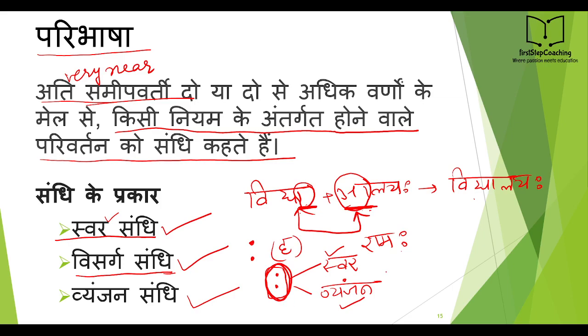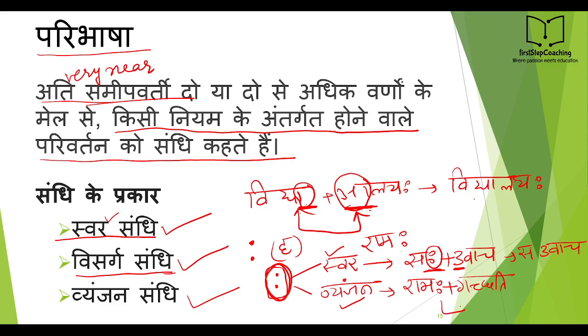Clear? Let's take an example. Suppose you have the word saha plus uvach. So it becomes sa uvach. So what change has come? That this visarga has disappeared. We will go for the rules later. For the time being, the change has happened because of the visarg and the swar. So what change has happened? The visarg has disappeared.